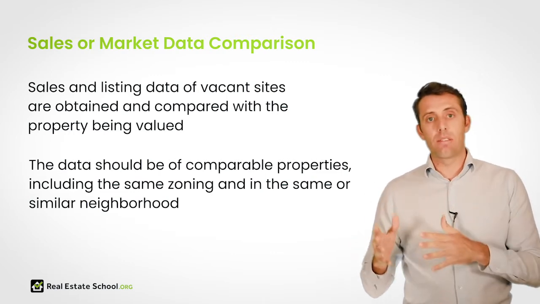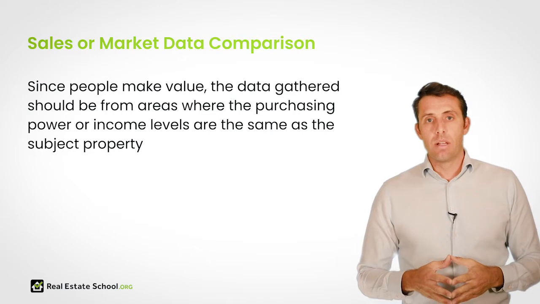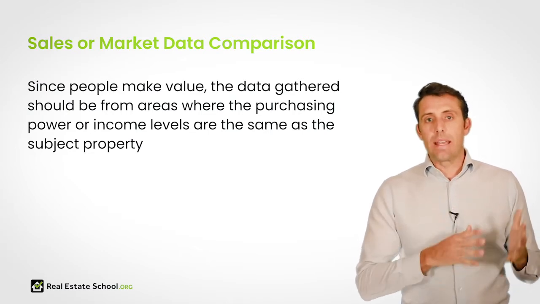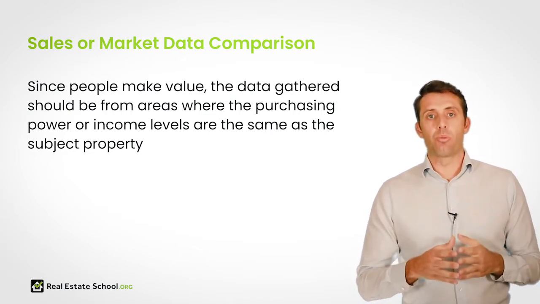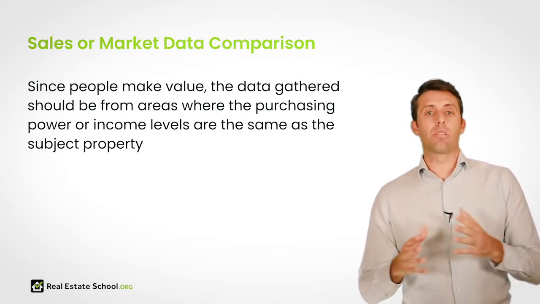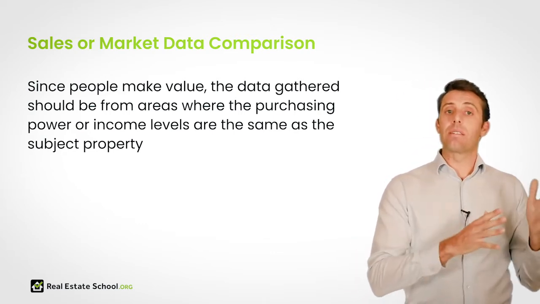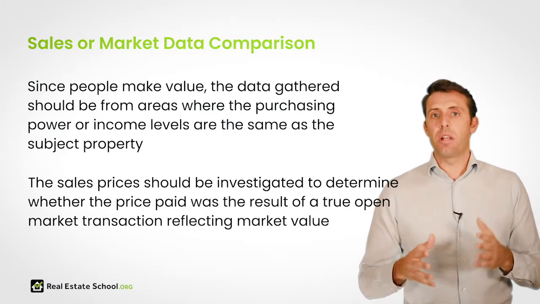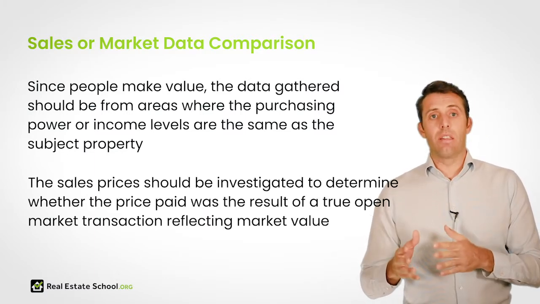Data of the comparable properties should include the same zoning and the same or similar neighborhood. The further away it is, the less useful it's going to be. Since people make value, the data gathered should be from areas where the purchasing power or the income levels are the same as the subject property, because we're trying to make things like for like.